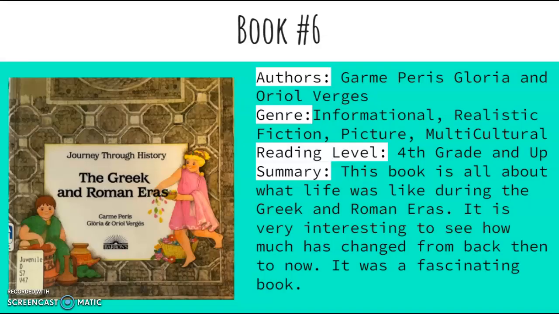For my 5th book critique, I chose The Greek and Roman Eras, and this was written by Carme Paris Gloria and Oriol Vergés. The genre is informational, realistic fiction, picture, and multicultural. The reading level is 4th grade and up, and this was a book all about Greek and Roman eras and what it was like to live back then, and it was very interesting to see how much has changed from back then to now. And I really suggest reading this book if you are interested in the Greek and Roman eras.